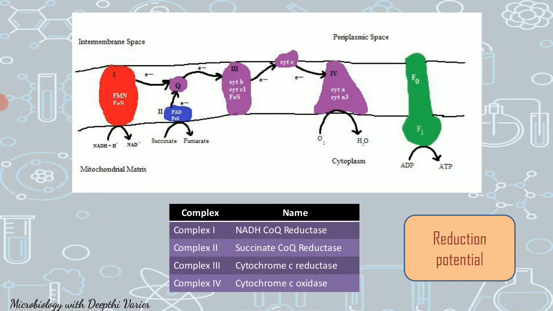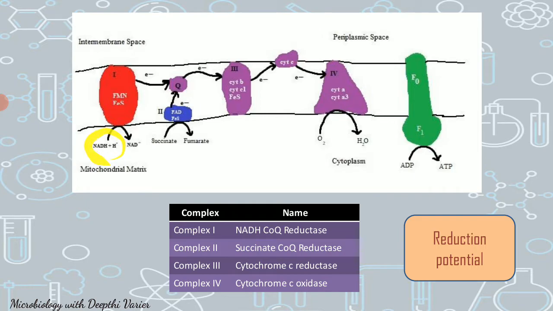Along the electron transport chain, the redox potential or reduction potential of the electron carriers keeps increasing, which means the electron donor, where we start from, NADH or even FADH2, has a highly negative reduction potential, and oxygen has a highly positive reduction potential. This difference in reduction potential is what helps us to move the electrons.